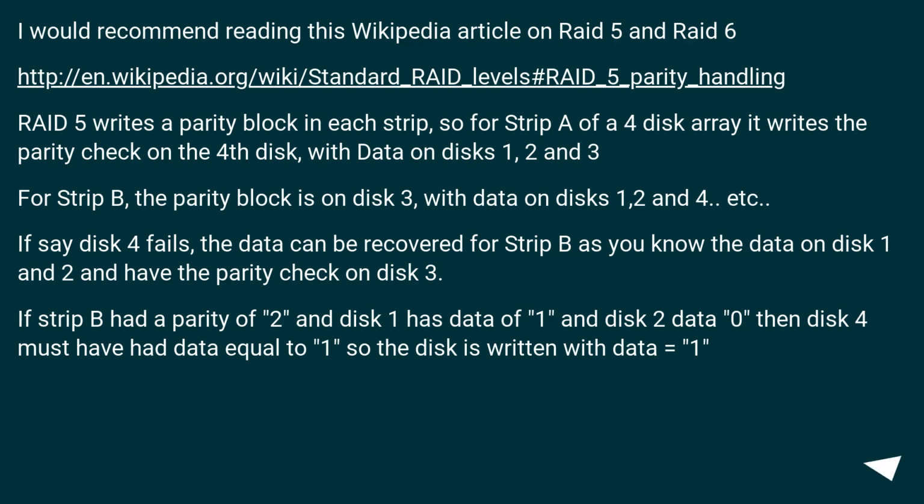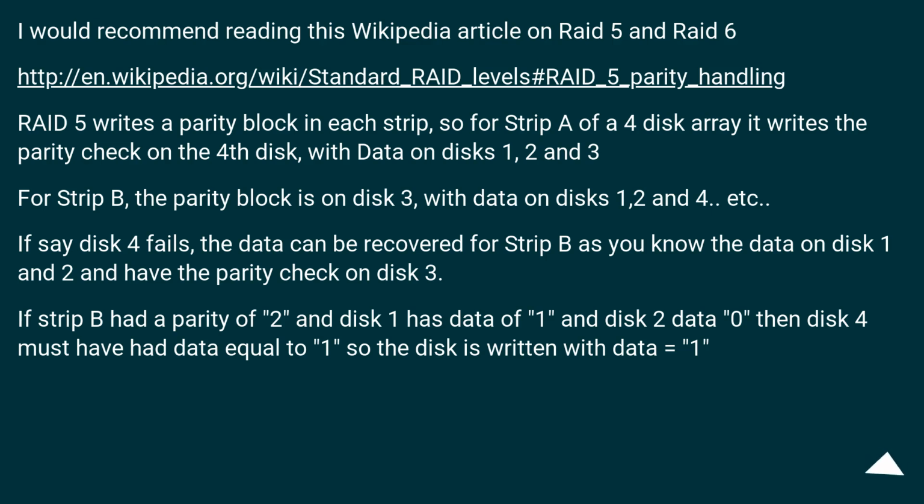RAID 5 writes a parity block in each strip, so for strip A of a 4-disk array it writes a parity check on the 4th disk, with data on disks 1, 2 and 3. For strip B, the parity block is on disk 3, with data on disks 1, 2 and 4, etc. If say disk 4 fails, the data can be recovered for strip B as you know the data on disk 1 and 2 and have the parity check on disk 3.